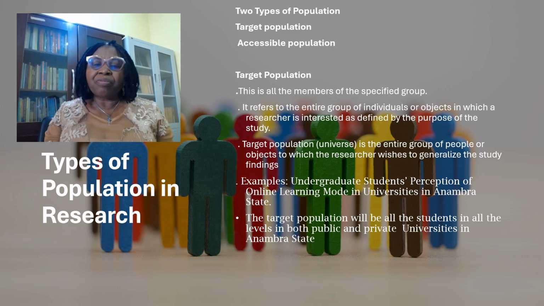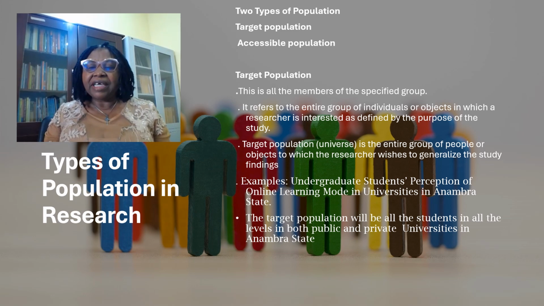Types of population in research. There are two types of population. We have target population and accessible population. Target population. This is all the members of the specified group. It refers to the entire group of individuals or objects in which a researcher is interested as defined by the purpose of the study. Target population, that is the universe, is the entire group of people or objects to which the researcher wishes to generalize the findings.